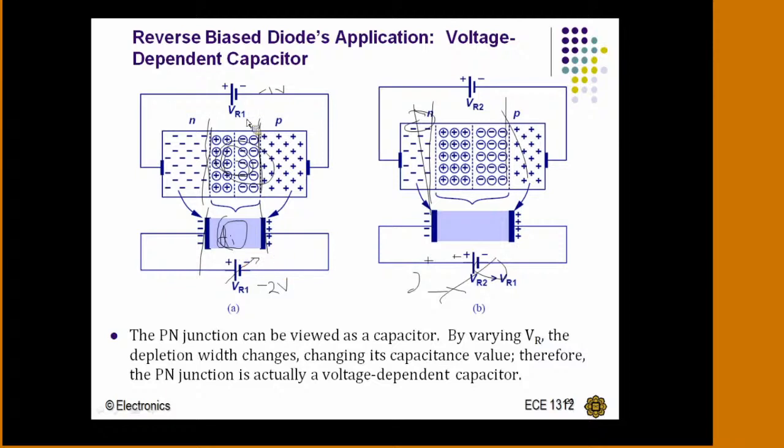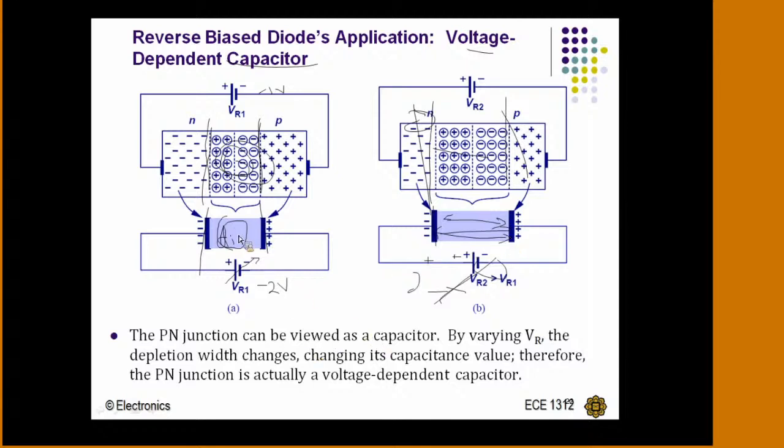Now one side is becoming more and more positive, another side is becoming more and more negative. Still if you are increasing the reverse voltage, the capacitance value is going to change. That means the width of the depletion region will increase, and the distance between the two plates is also going to increase. That's why the practical application of the PN junction diode in reverse bias is a voltage dependent capacitor. If you are applying more and more reverse bias voltage, the distance between the plates becomes more. Now this is a simple thing.